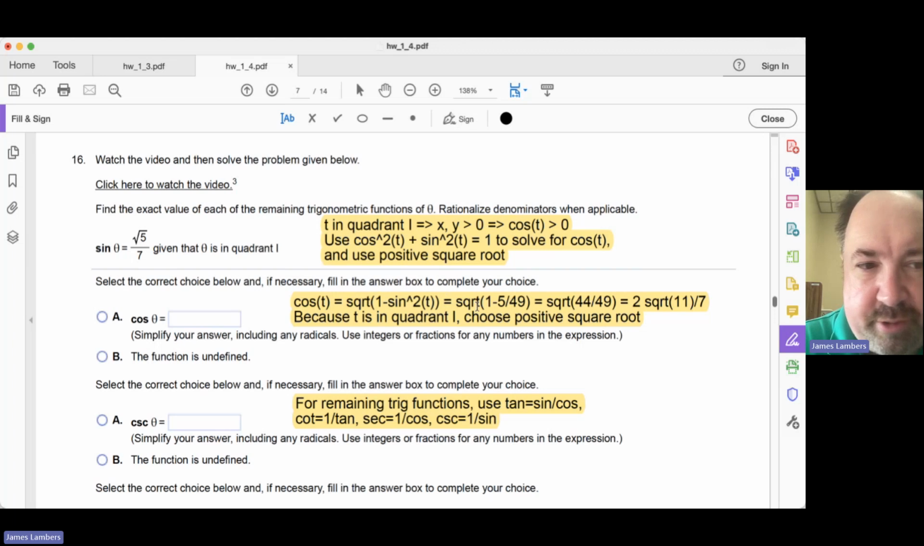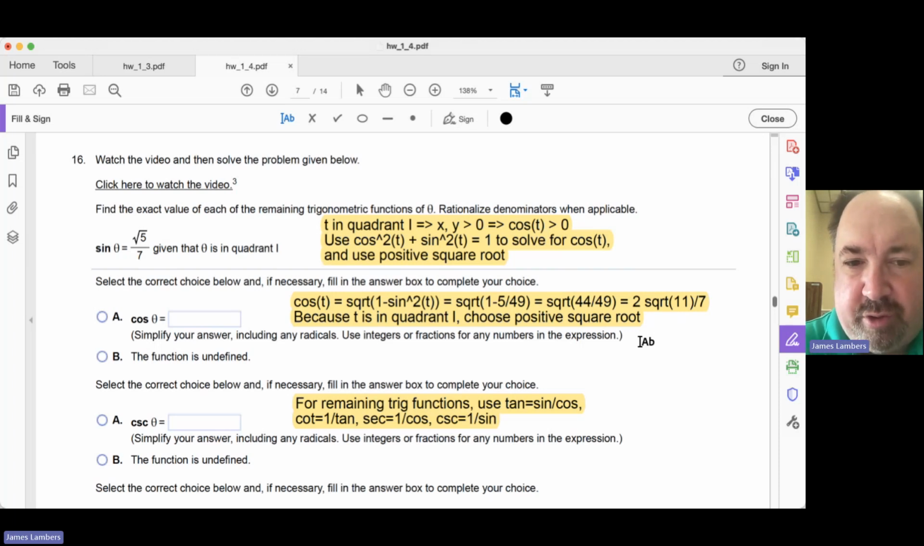Here I've just worked through the algebra, so if I take square root of 5 over 7 and square that, I'll have 5 up top and then 49 down below. So then I have square root of 44 over 49, and then I simplify that as much as I can. So I get 2 square root of 11 over 7. And I leave it at that because I've seen from earlier that cosine has to be positive.